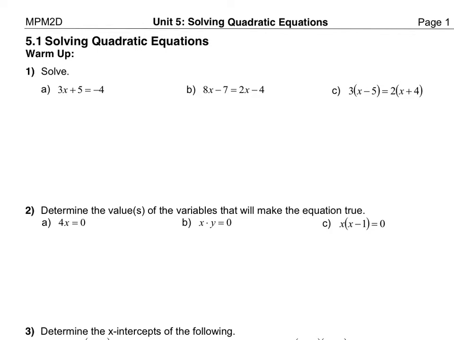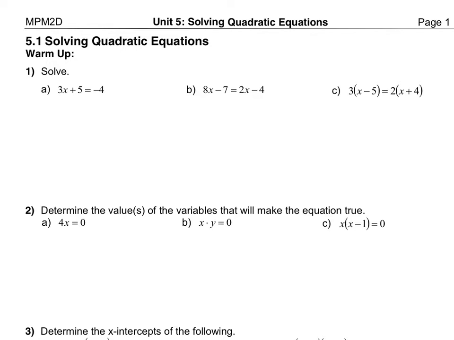You should be able to do number one without too much difficulty. Number two, you might have to think a little bit about what it is that we're doing, especially for parts B and C. And then number three is just a review of determining the x-intercepts. So try those questions, put this on pause, try them out, and then you can check your work after.